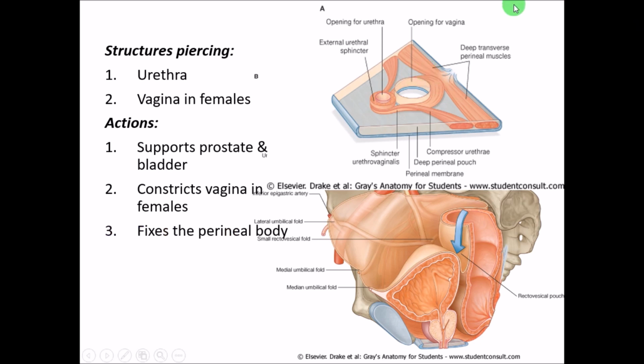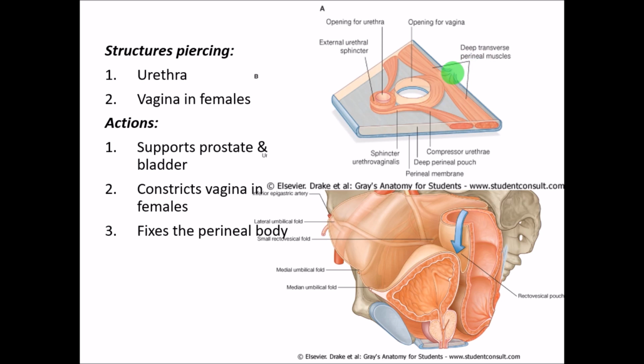It also fixes the perineal body. Perineal body is a very important body. As I said, it is behind here between the urethra and the anal opening at the center. Behind the vaginal opening and the anal opening, there is a very important body where all the muscles come and join together. That point is called the perineal body.